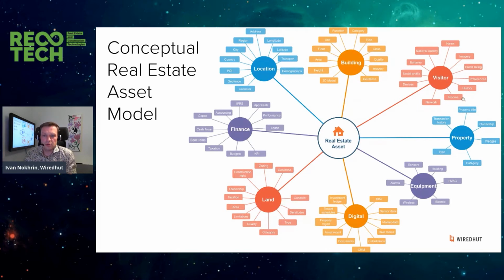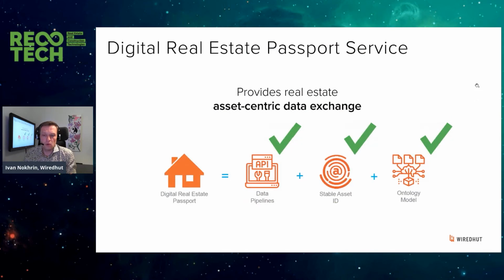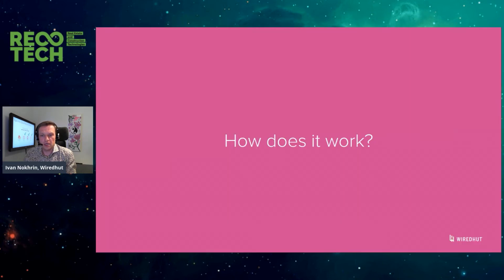And such a conceptual model is used in the digital real estate passport concept in order for us to be able to bring individual data models together around this conceptual model and fill the data from all these directions, from all these nodes. Once we have all the three components in place, we are ready to set up a digital real estate passport service that will help identify assets and enrich data with data sets from individual applications.